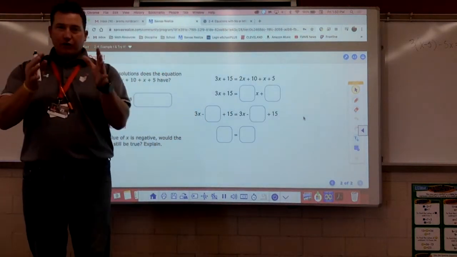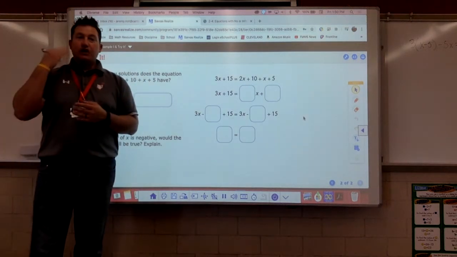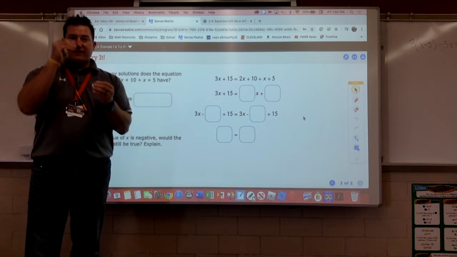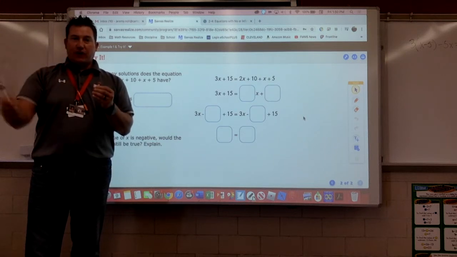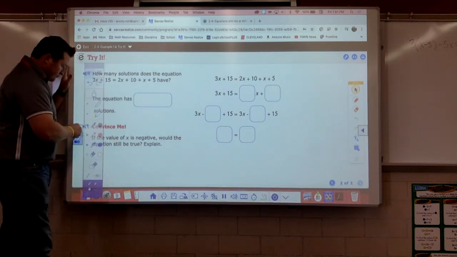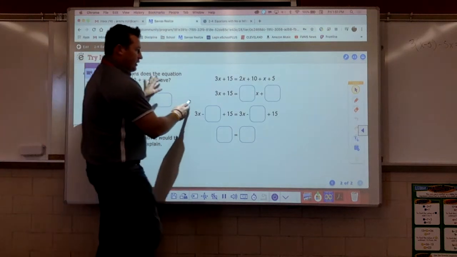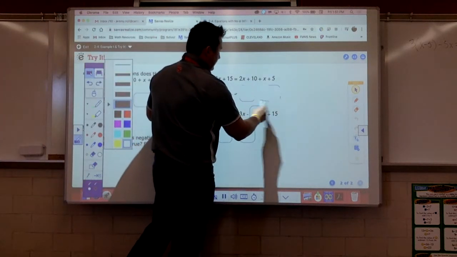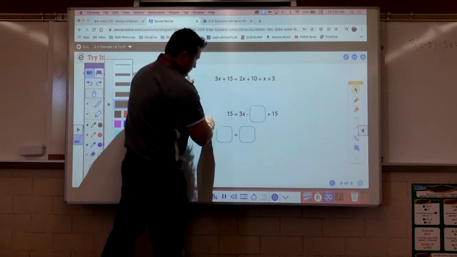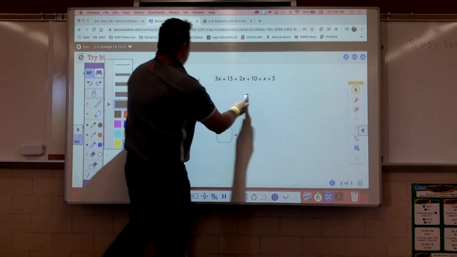When our variable cancels out, like it just did in that example, that should alert me that something special is happening, and that's why this is a special case equation, okay? So when that variable cancels out, let's get rid of all this. I like to make my own boxes, people. Again, you can fill yours in. They're going to be nearly identical.